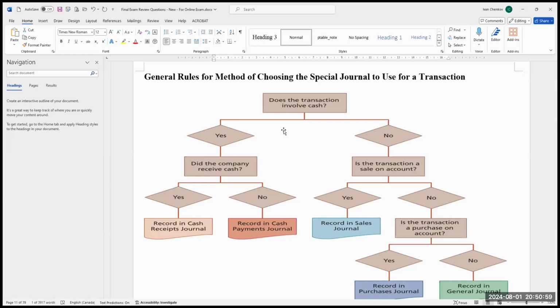We're receiving cash from a customer. What do we have to do with this? Which journal shall we use? First, does this transaction involve cash? Yes, it does. Did the company receive cash? Yes, it did. So we have to record it in the cash receipts journal.